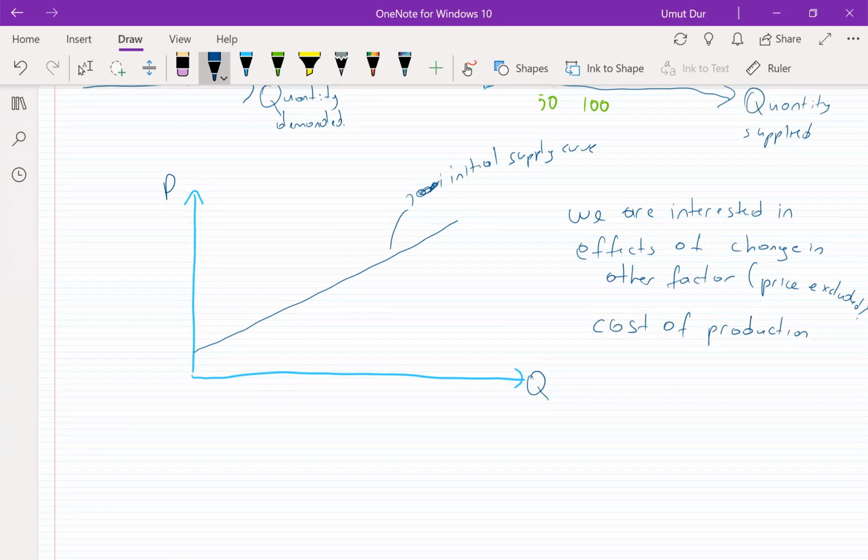For example, we are looking at the cost of production. Suppose that for some reason the cost of production for the good increases. For example, the government says that the minimum wage that you can pay for the workers is now $20 per hour instead of $10 per hour. So it will cause an increase in the cost of production. Then what we are looking at is the effect of this increase in the cost of production.